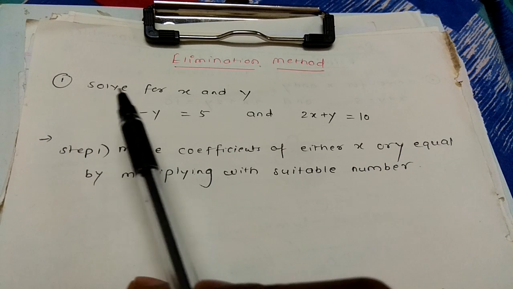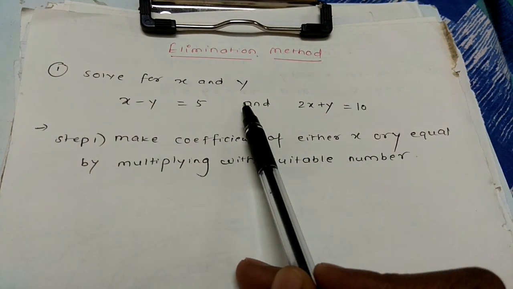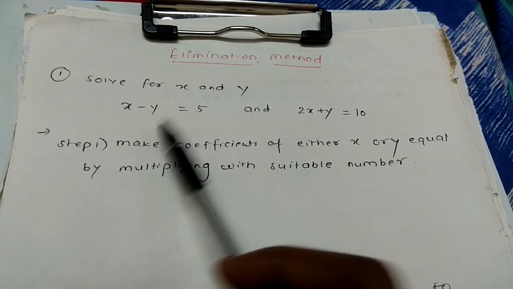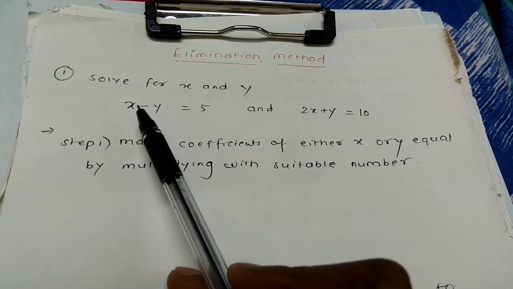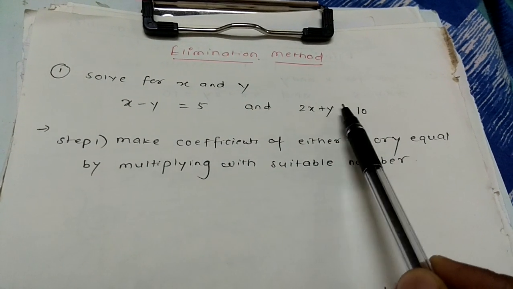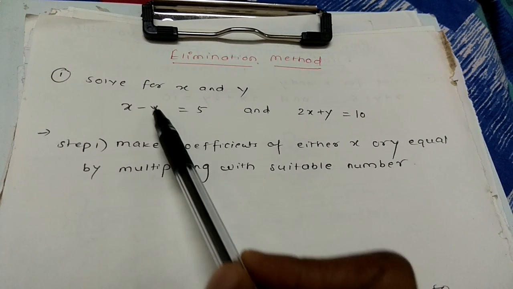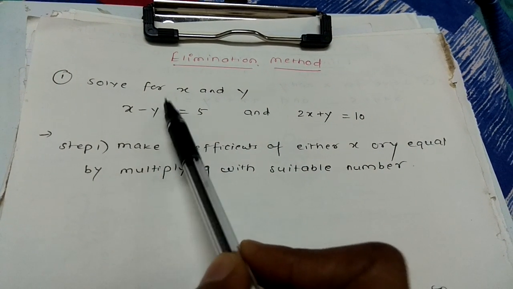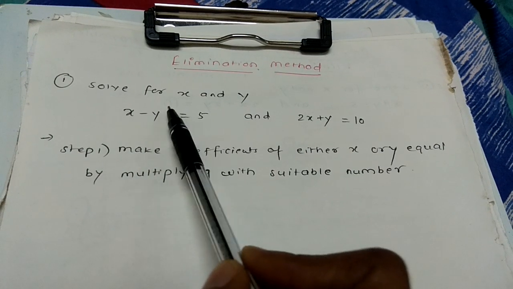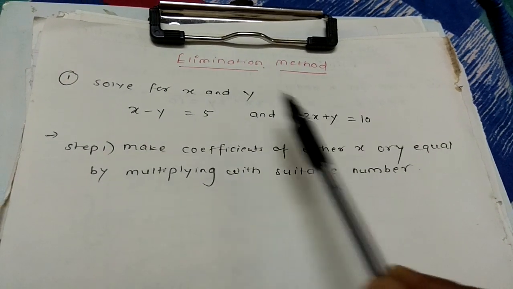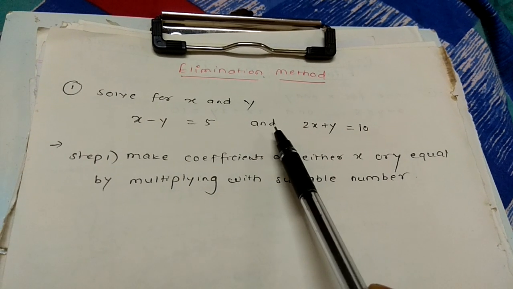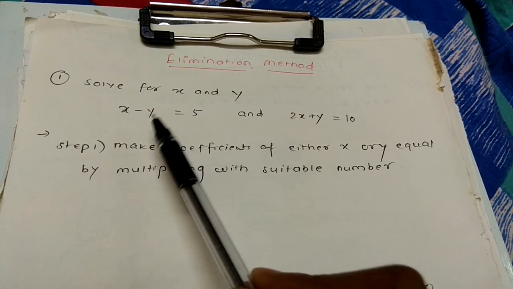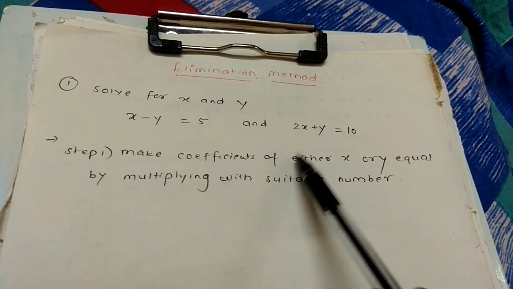So the example is: solve for x and y. As I told you, there will be a pair of linear equations in two variables. Linear equations are equations with degree 1. Here you can see that the power of x and y, both powers, is 1, here also 1, so it is called a linear equation, and in two variables, that is x and y. So see how to get the solution for these two equations.